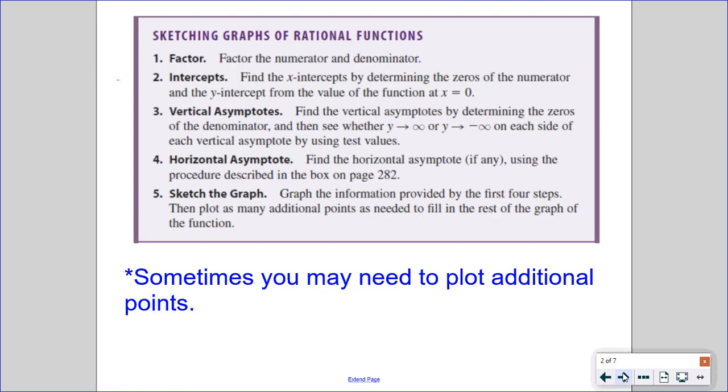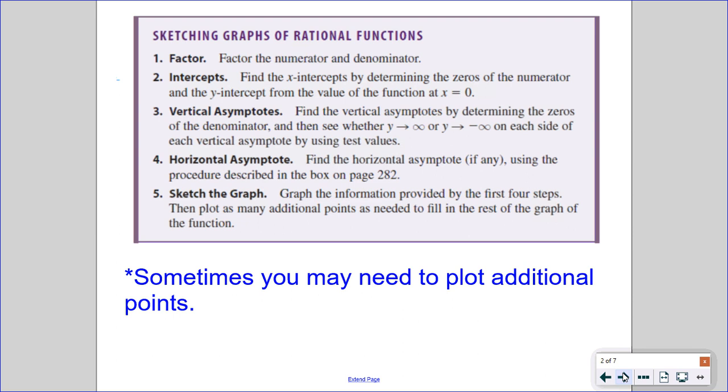Now that you know how to find all the characteristics, so what I'm talking about would be the domain, the discontinuities, the horizontal asymptote, the slant asymptote, and the intercepts, we're now going to put all this information together and sketch the graph of the function. So I wanted to give you some steps that you can follow.